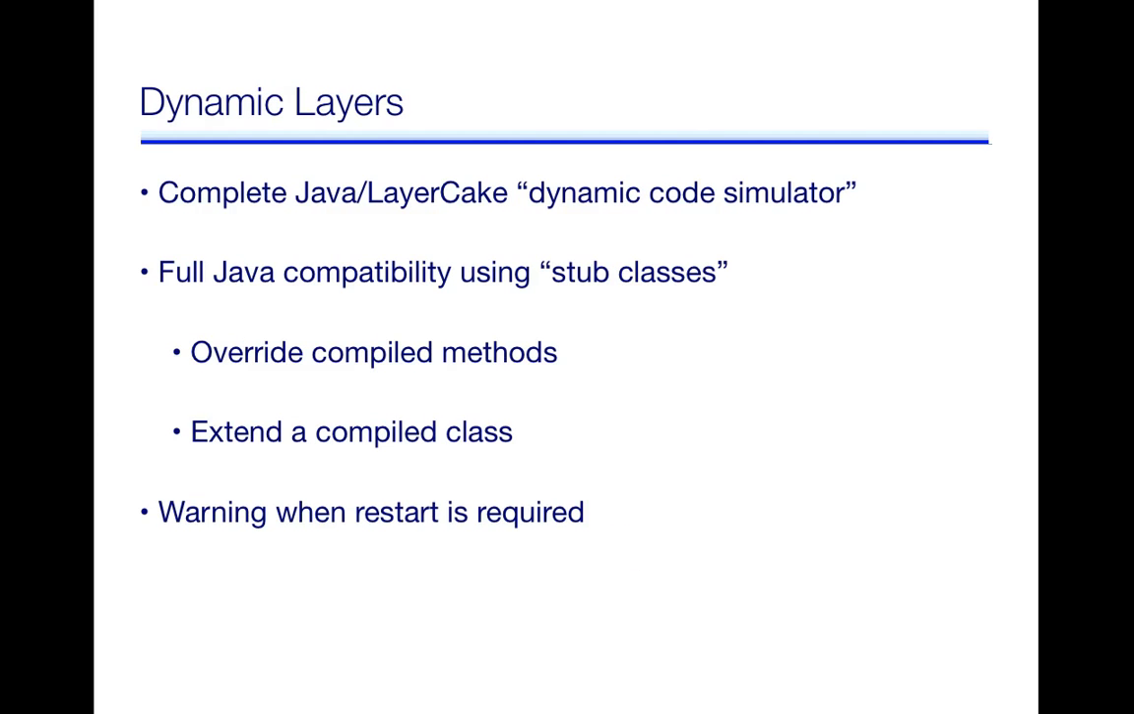Let's look at the implementation for dynamic layers. Dynamic layers implement a complete LayerCake code simulator optimized for run once code. They provide full Java compatibility even when interfacing with compiled code. If necessary, a stub class is generated to map the compiled class's runtime contracts into the dynamic contract.